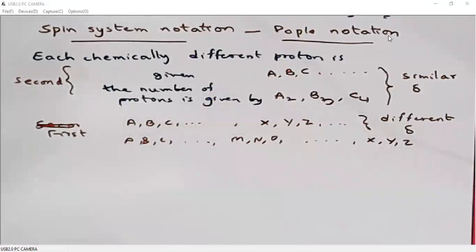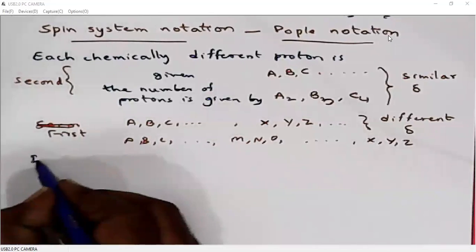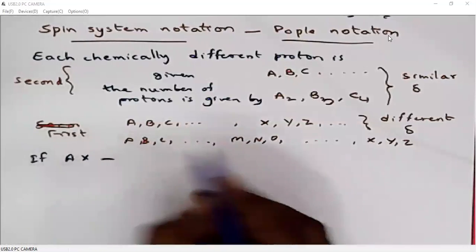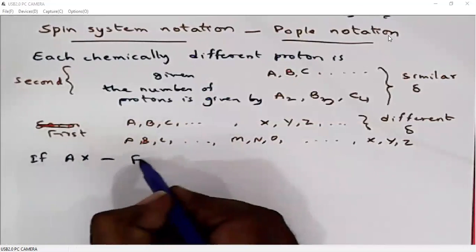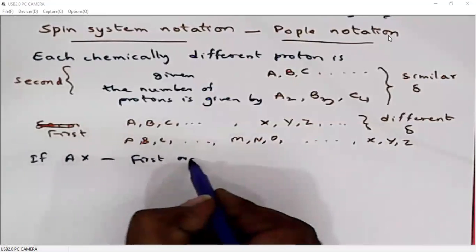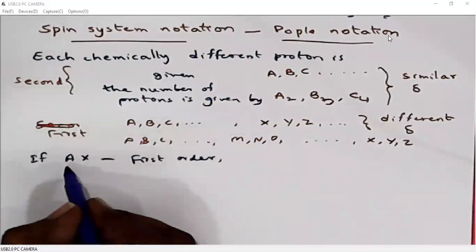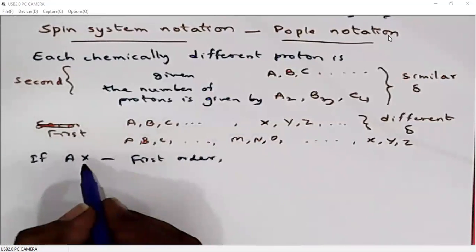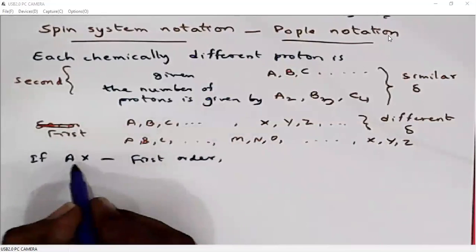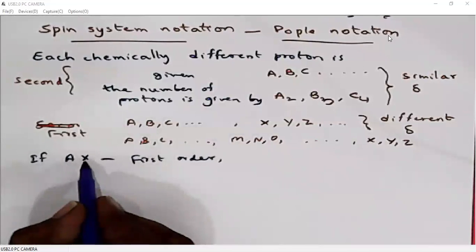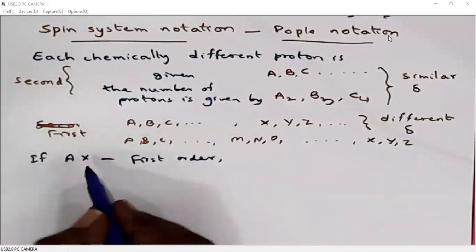Now I will give some notations. What is AX? AX, as I said, is a first order spectrum. Then what are A and X? A is one type of proton, X is another type of proton, whose delta differences, that means the delta of A and delta of X protons, will have a large difference.